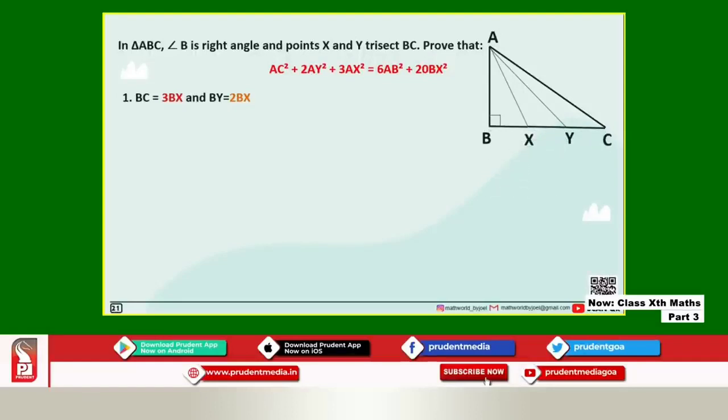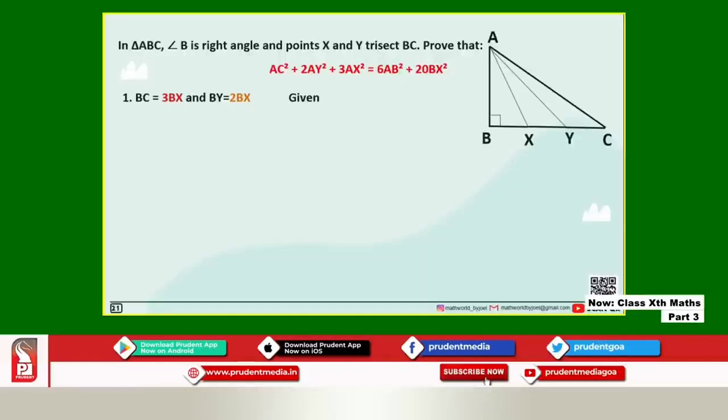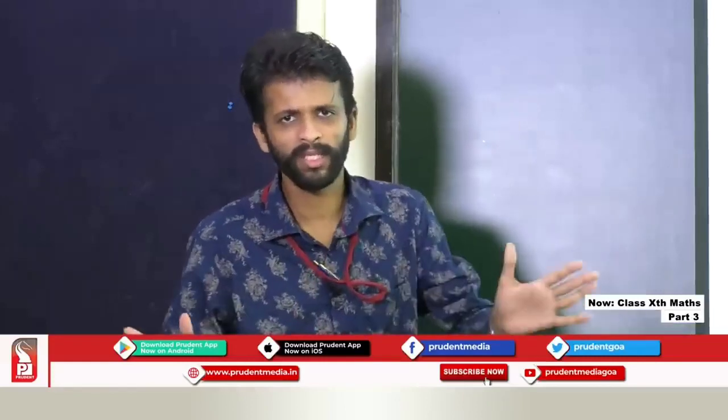Next, I will say BY. Now look at the position till BY. BY is 2 times BX. Okay, so I have done that. I hope it is clear why we write step 1 like that. Next, this is given. The simple statement that X and Y trisect means this much.